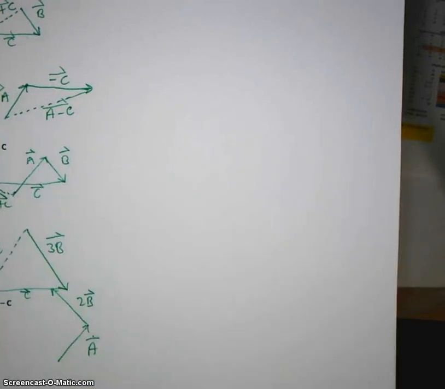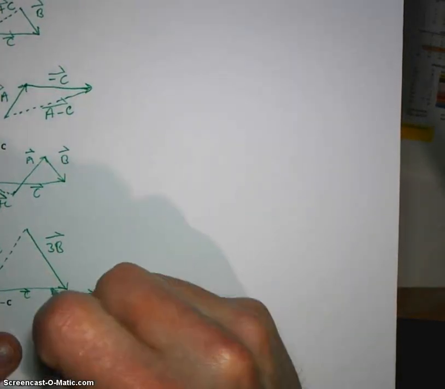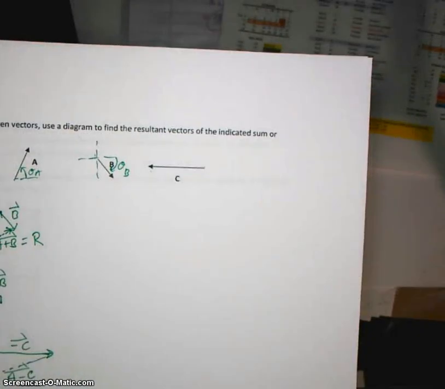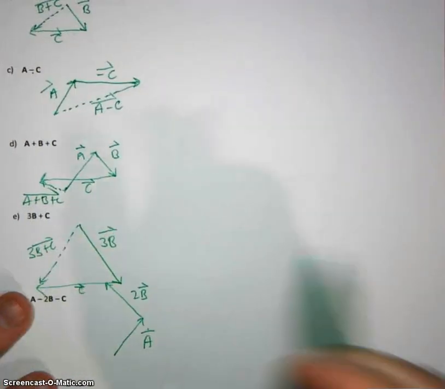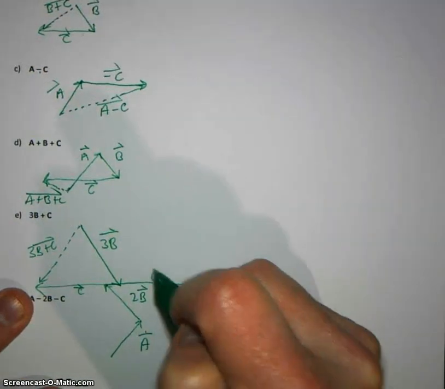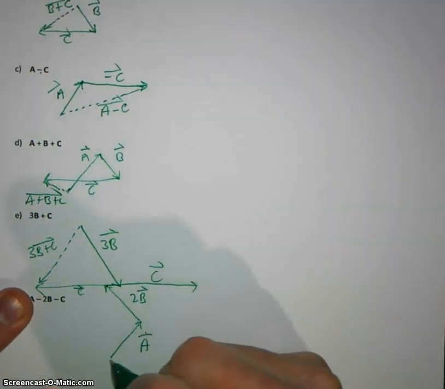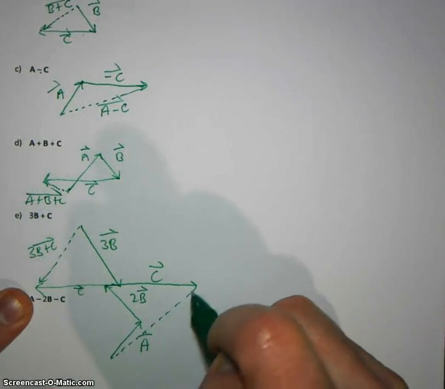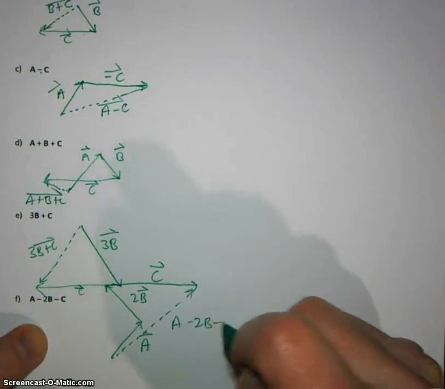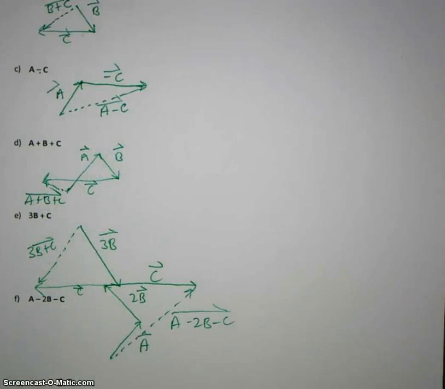2B looks like so. And then subtracting C, remember what C looks like. So now we're just going to go the opposite direction. Start here and go C. So here's vector C. So this would be our resultant vector, which is A minus 2B minus C. Big long vector.